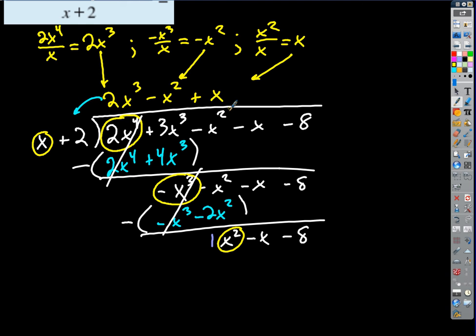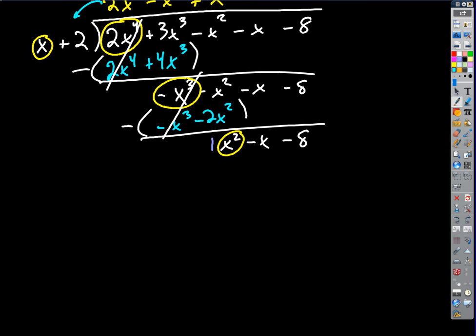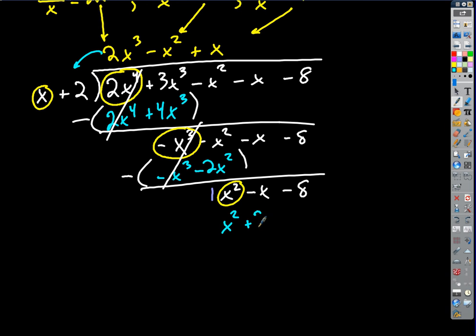Or no, the x. So anyway, I distribute the x all the way through, and I get x squared plus 2x.